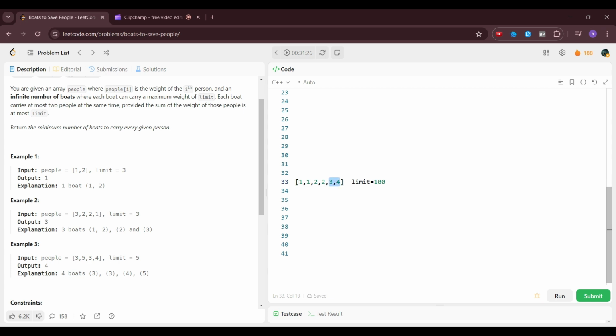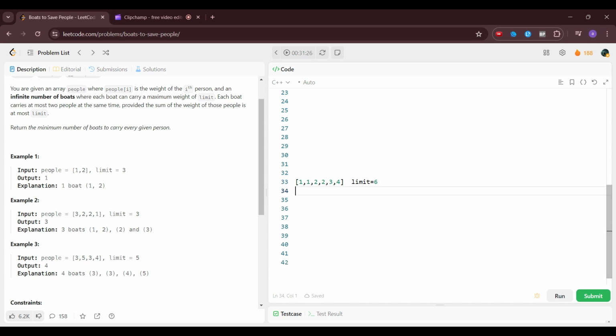Suppose if I consider 3 and 4, which is going to be the maximum value, and then let's take one more example where limit equals 7 or 6. So for this I cannot pick 3 and 4. If I pick only 4, then it is going to consume 1 boat. And then if I consider 1 and 4, I'm going to consume only one boat, which we are going to use for these persons with the weights of 1 and then 4.